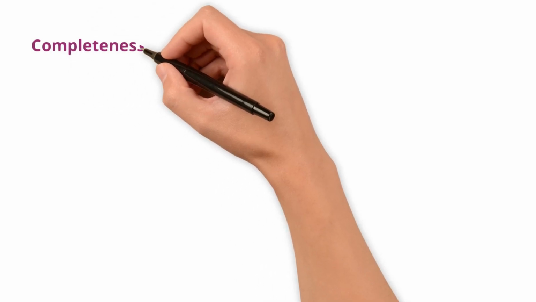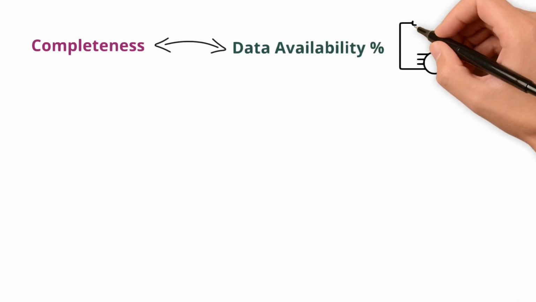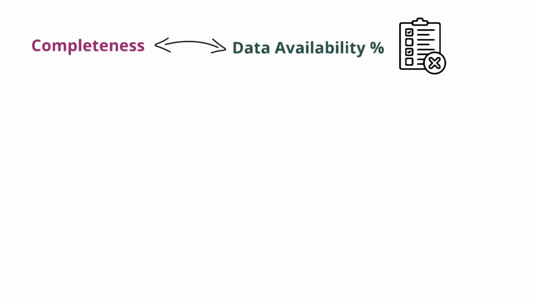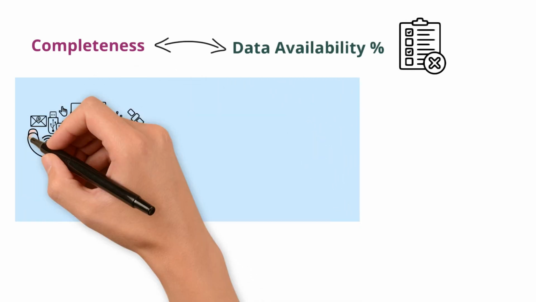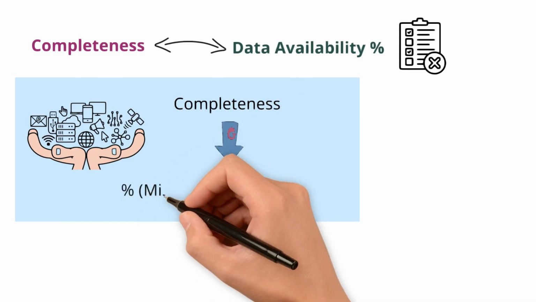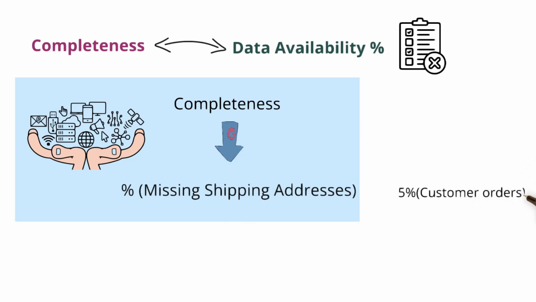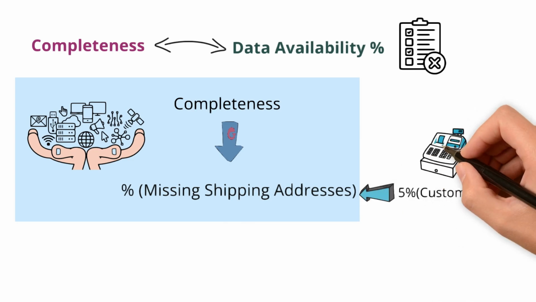For the completeness dimension, you might track it with a metric like data availability percentage, which indicates how much data is present compared to what is required. Example, in an e-commerce system, completeness can be monitored by tracking the percentage of missing shipping addresses. If 5% of customer orders lack this information, the company knows it needs to improve data quality during checkout.